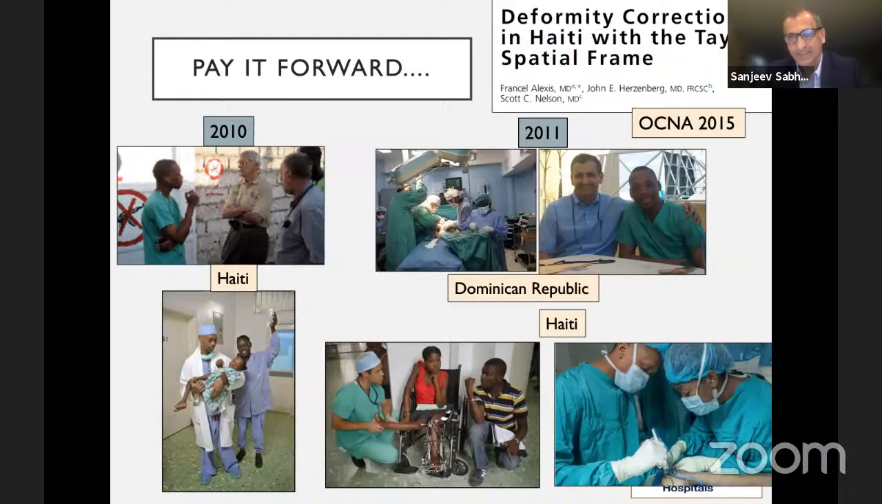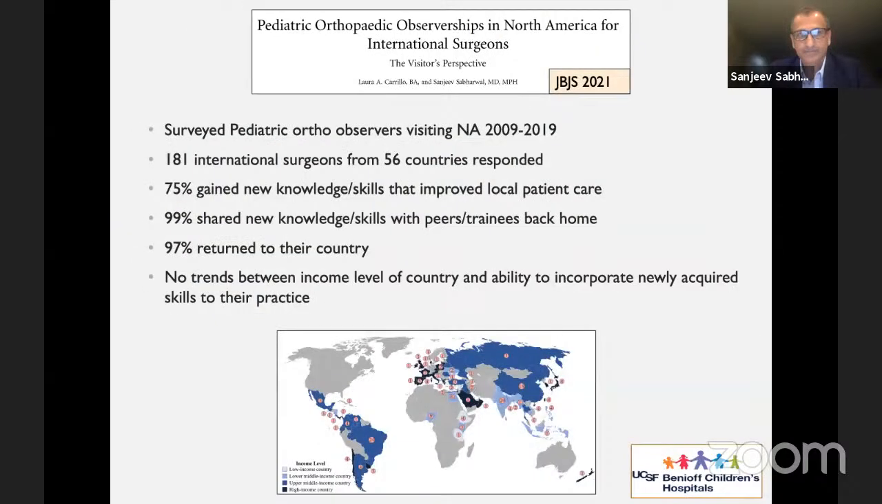He had an interest in limb deformity, and he partnered with Scott Nelson and John Hudsenberg, and wrote this nice chapter on deformity correction in limited resources. And now he's back in Haiti, and he's training junior Haitian surgeons with the help of Scott Nelson to do this. So I think this paying it forward is something that can be done on any platform, including CCOT.